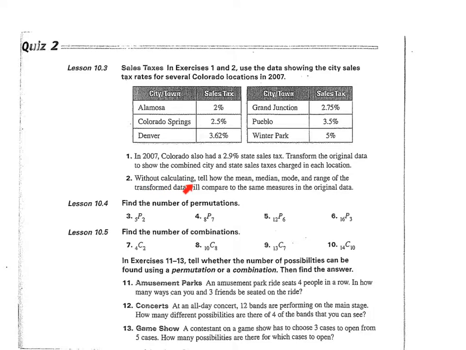And then in number 2, it says, how would the mean, median, mode, range, how would all this data be affected? Well, from the original data, you're tacking this on. How does it all change? It all changes by what? Pretty simple. Just think about it. Okay, moving on.